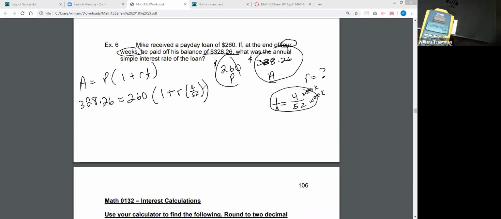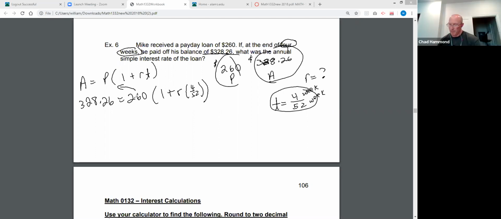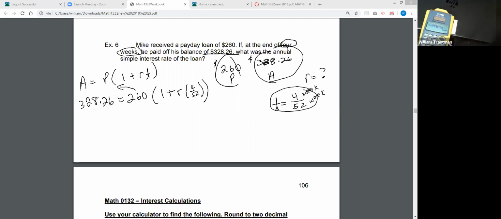Okay, so I need to take everything to the other side slowly but surely so we can get through this. First, I'm going to take the 260 to the other side. How do I take it? Divide. 260 times the parentheses, so I'm going to divide it. 328.26 divided by 260. And then once that 260 is gone, I'm just left with 1 plus r times 4/52, just like this. Now, I have to take the 1 to the other side, and I have to take the 4/52 to the other side.